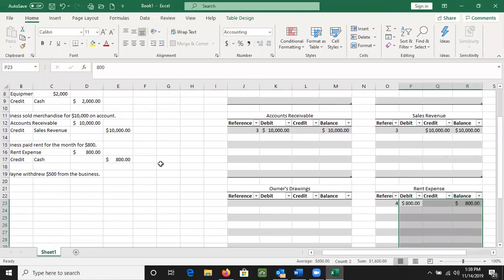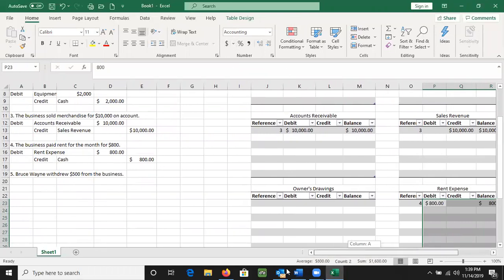Okay, making money. Last one. Bruce Wayne withdrew $500 from the business. So when you're doing journal entries, you have the mindset of the business, not of the owner. So if you're a business and someone takes money out of you, is your cash going up or down? You should say it's going down. Someone's taking money out. So cash is decreasing.